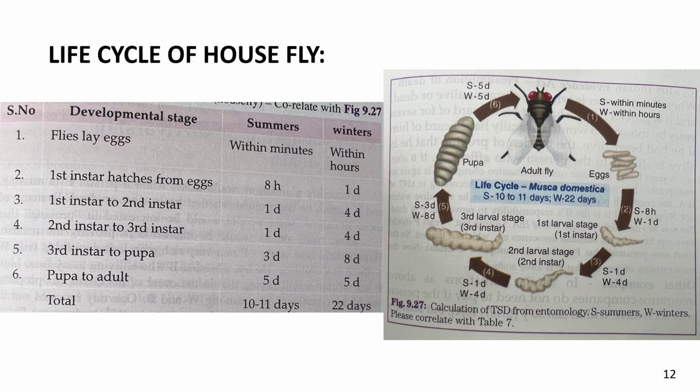These are the timings in summer, whereas in winter, as we can see clearly, it takes a longer time for the life cycle to complete. So a maximum of 22 days can be expected for houseflies. The same diagram is explained in the life cycle. Summer is written as S, and winter as W.